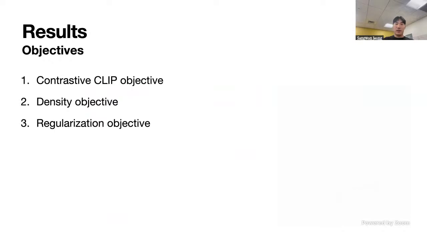In T2TF, we employ three optimization objectives. The first is the contrastive objective, the semantic description of the volume. Second is the density, to control overall light transmittance. And third is the regularization objective, to simplify the found transfer function. In the next slides, we will see how these individual optimization objectives contribute to the final result of the rendering.